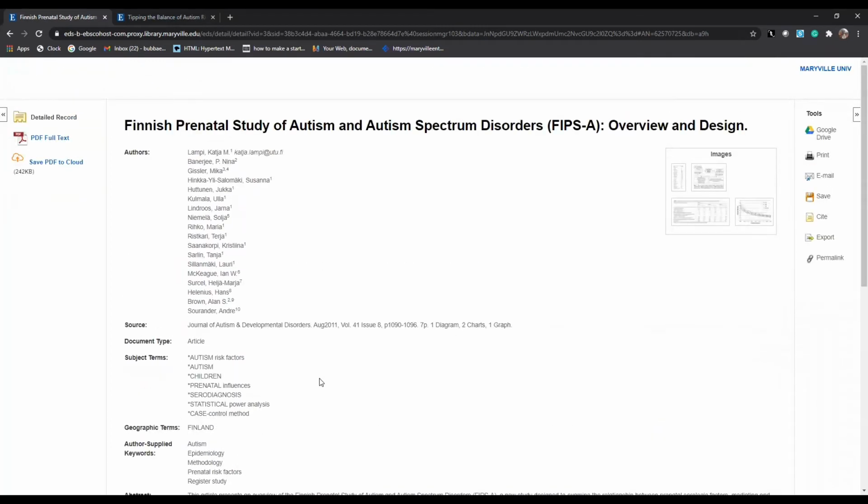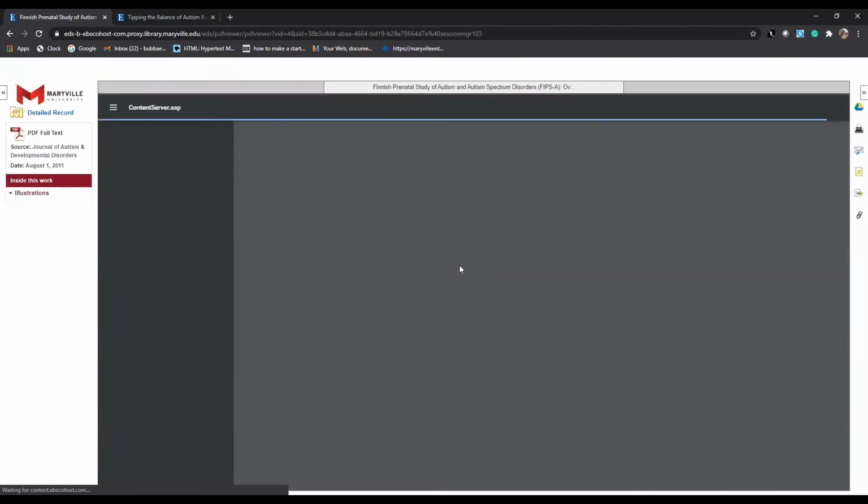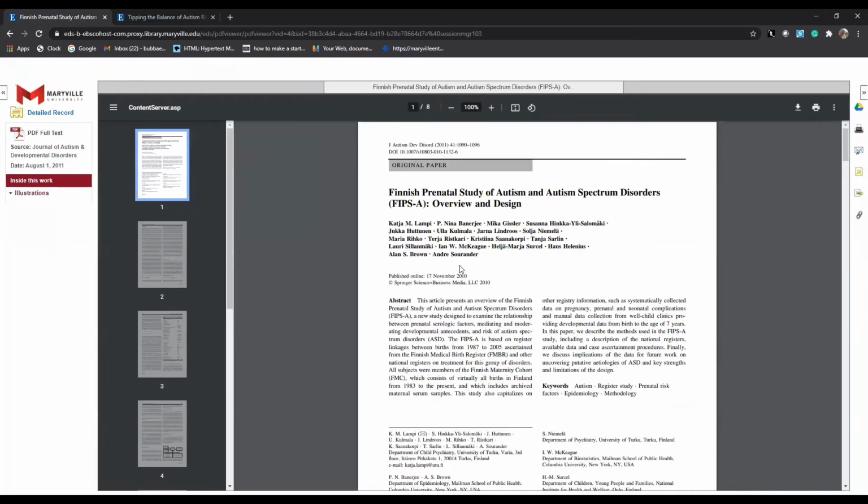So the next thing you'll want to do is you'll want to actually look at the article. So here we can come over here to the left-hand side and click PDF full text. And this will bring us directly to the article. And here we will definitely be able to easily see if it's going to be original research or a review article. This one is a good example. However, know that not all of them will just say original paper at the top, but this one definitely does. So we know right off the bat that this is original research.